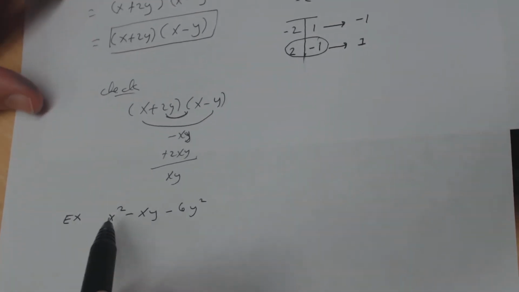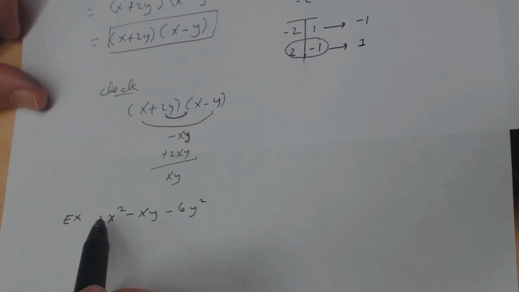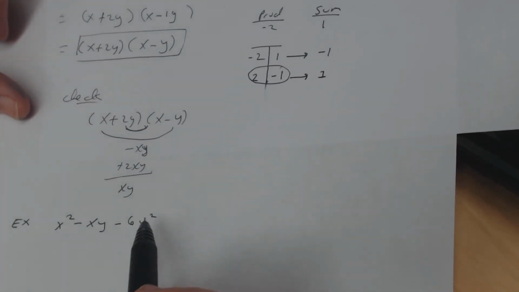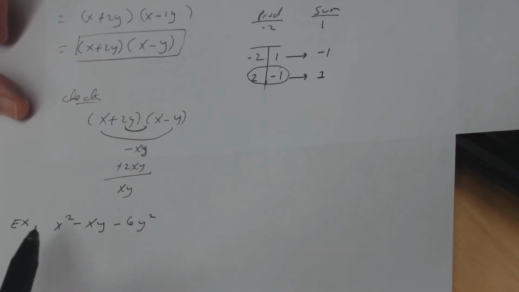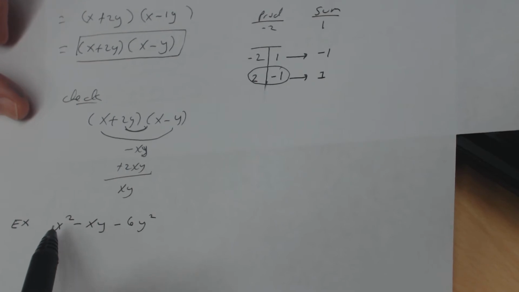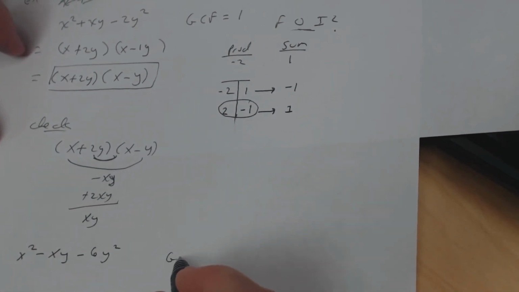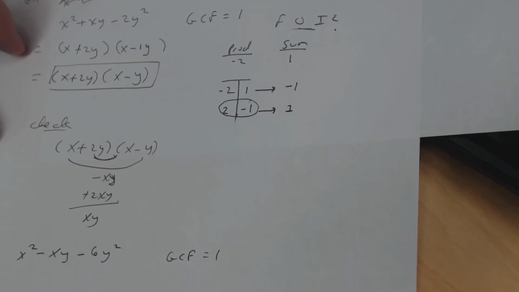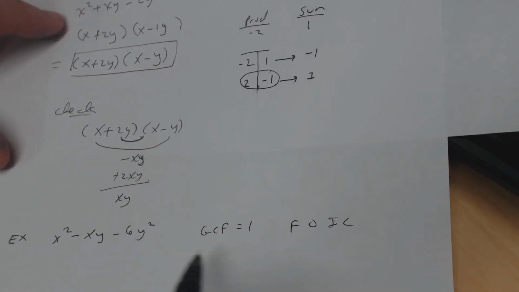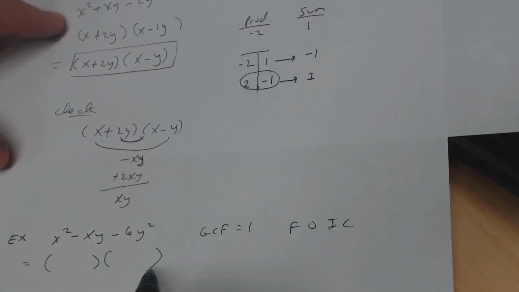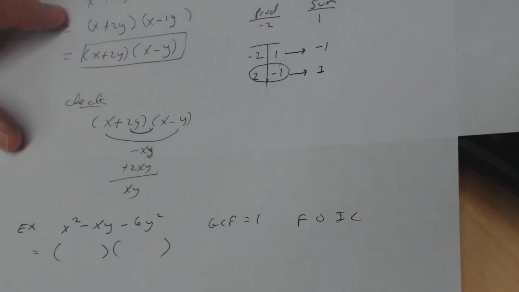All right, so remember the coefficient is 1. So whenever the coefficient is 1, that's the easiest kind. But I also want the last term to be a negative 6y squared, and I want the middle term to be a negative xy. But the coefficient is a positive 1. Okay, so the GCF, I always look for GCF first. The GCF here is going to be 1 still. All right, I'm going to use a FOIL method to help us come up with the answer. So we're going to rewrite this as a product of two binomials.